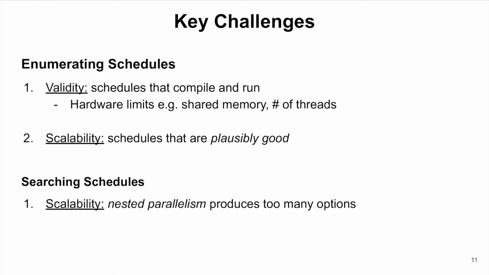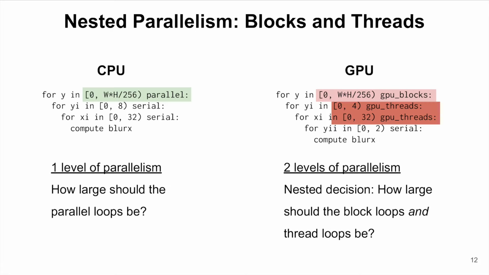The second thing we need is a way to search the space. The major challenge here again is scalability. Even limiting the space to plausibly good schedules still produces too many options. And the major reason for this is that GPUs have nested parallelism. On the CPU, there is only one level of thread parallelism, so a major scheduling decision is, how large should the parallel thread loops be? But on the GPU, there are two levels, so there is a nested decision. How large should the block loops and thread loops be? This can lead to thousands of possible tiling options for a single stage of a pipeline.